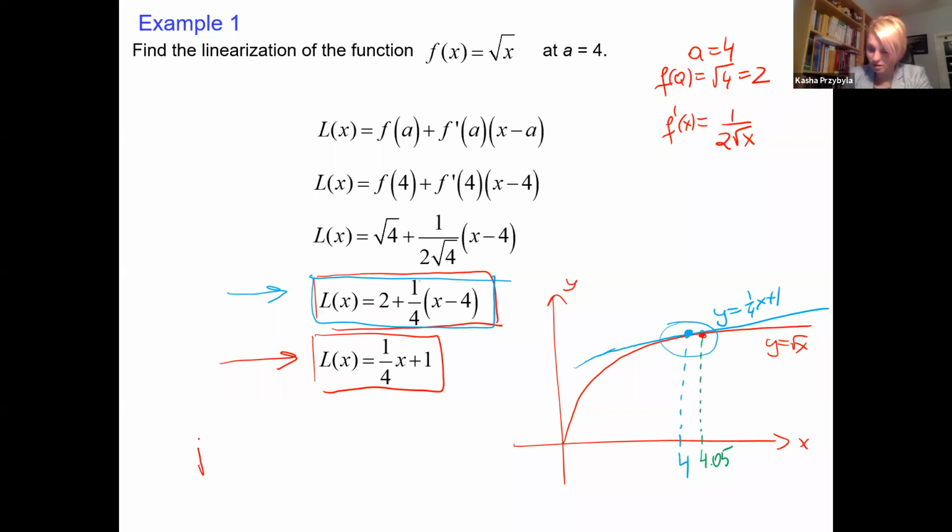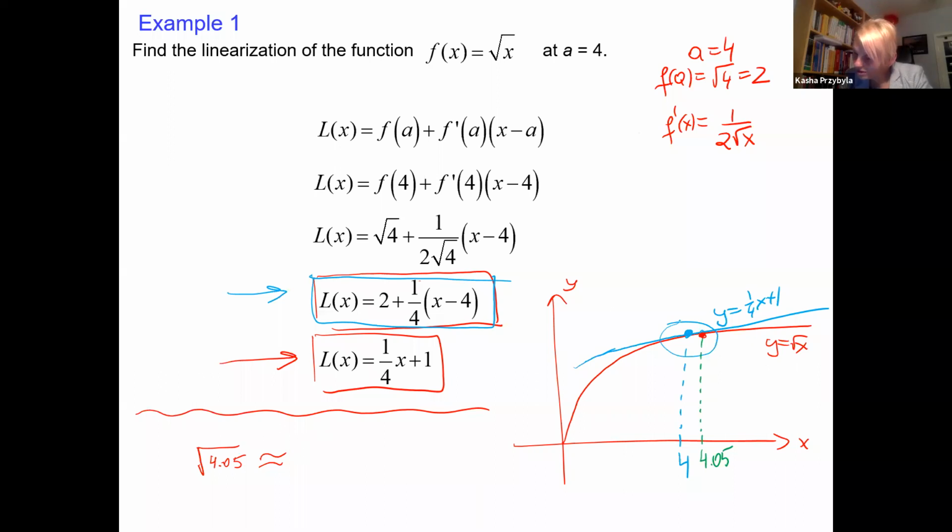That means the exact value is the square root of 4.05. We don't know how to approximate it. Of course, we may use the calculator, okay? We will get the real value also. Maybe I will even ask you to use the calculator, but let's approximate without the calculators.